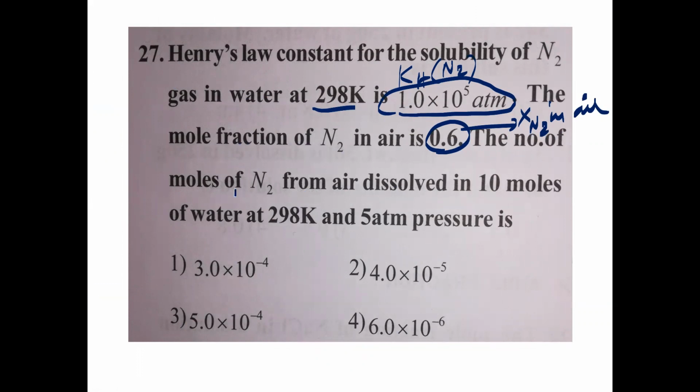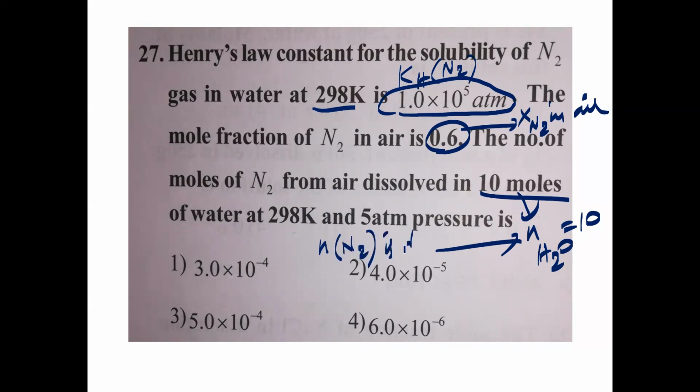Next, the number of moles of nitrogen from air dissolved in 10 moles of water. So the number of moles of H2O is 10 moles. In these 10 moles of H2O, nitrogen is dissolved. So n moles of nitrogen is dissolved. Now we have to find how many?